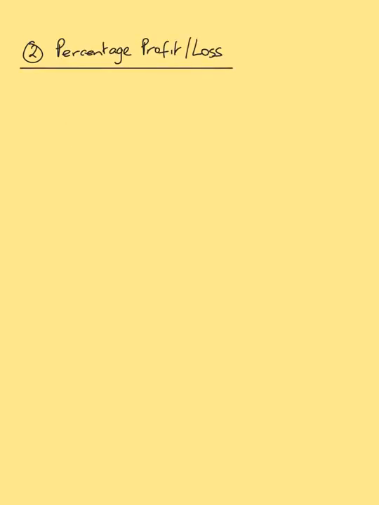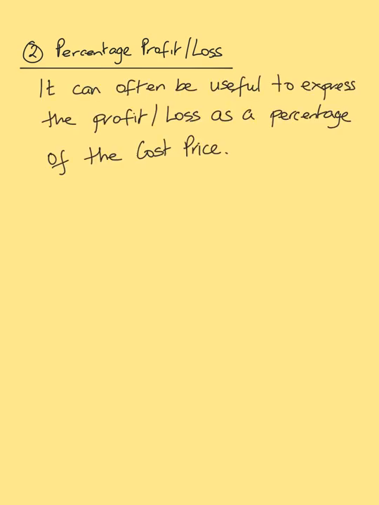Now, sometimes making a profit of €10 can be a really big deal, but sometimes making a profit of €10 doesn't really matter. For instance, if you're selling a phone, it might be a good thing to make a profit of €10, but if you were selling a house, making a profit of €10 wouldn't really matter. It all really depends on what the thing cost you in the first place. So sometimes it's useful to look at the profit or the loss as a percentage of what it cost you. So it can be useful to express the profit or loss as a percentage of the cost price. And now we have some more keywords here: percentage profit, percentage loss. And we'll also have a look at an example.